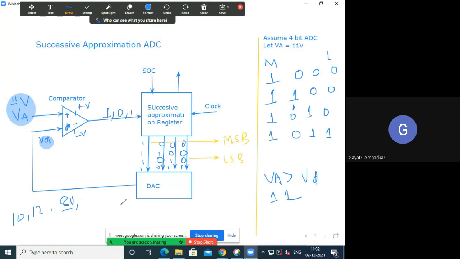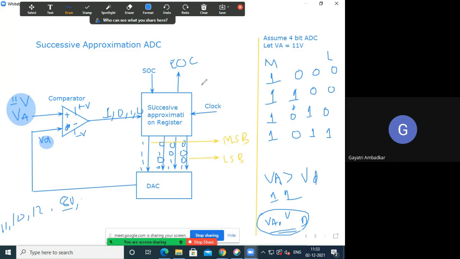What will be the output of DAC now? 11. So this is 11, this is 11. Output will switch to 0. Okay. In this case, now VA and VD are becoming equal. Okay. So at this condition, conversion will be stopped. It will be end of conversion. When both the signals become same, equal, there will be end of conversion.